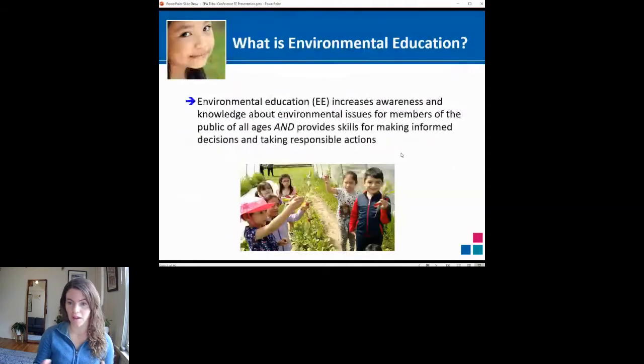So to start off, a bit about what environmental education is. Environmental education, also often called EE, increases awareness about environmental issues for people of all ages. Often it centers on children, but it also can include adults. And it goes beyond just information to include resources for improving critical thinking and learning about the environment.